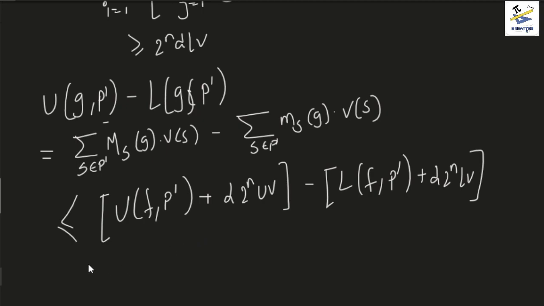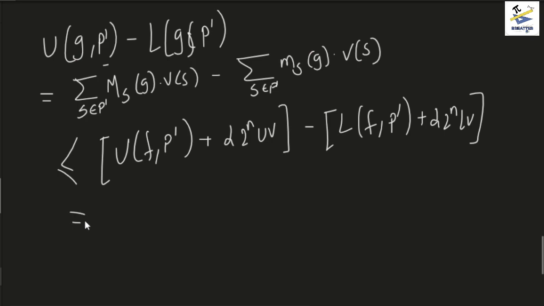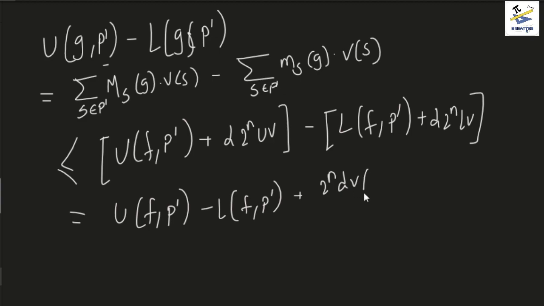And now we can write this as follows: U of f comma p prime minus L of f comma p prime plus 2 to the power n dv into u minus l, and this part is again less than epsilon by 2, so it's epsilon by 2 plus 2 to the power n dv u minus l.